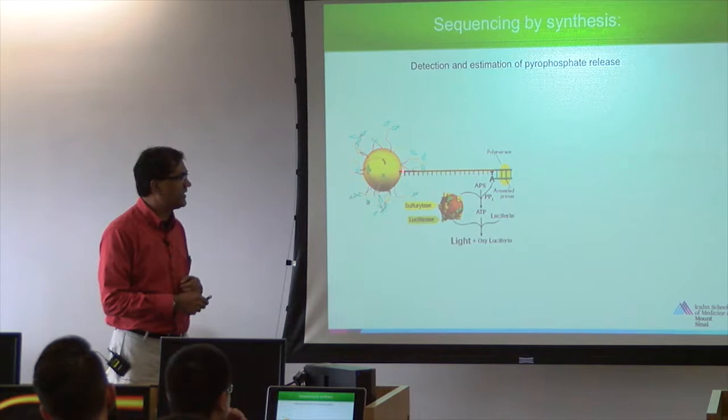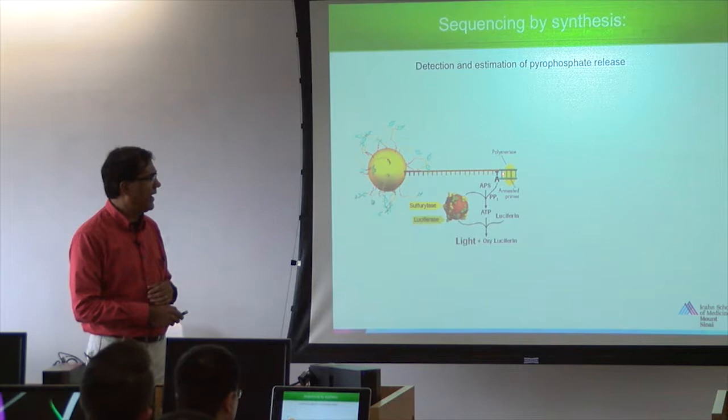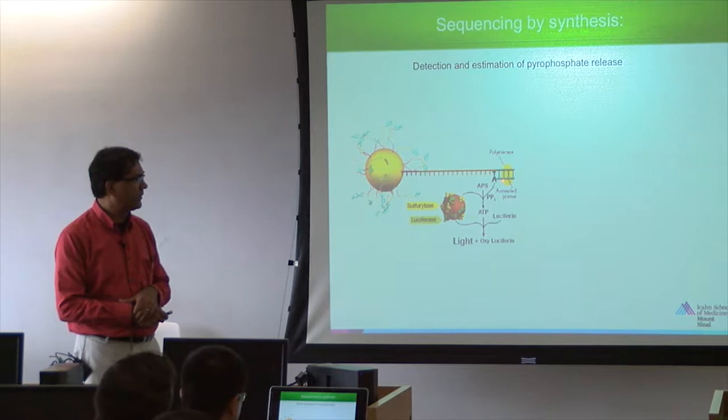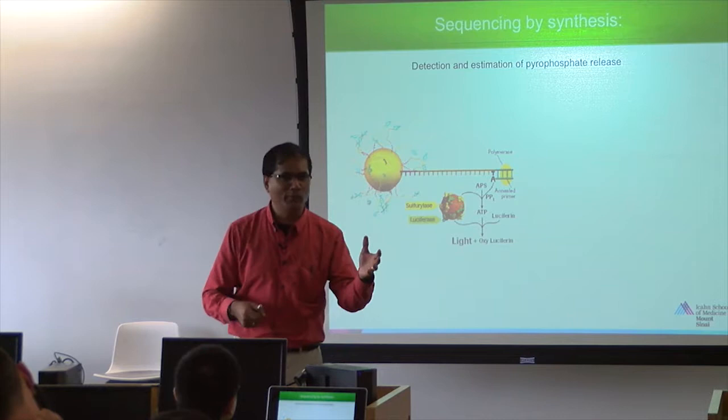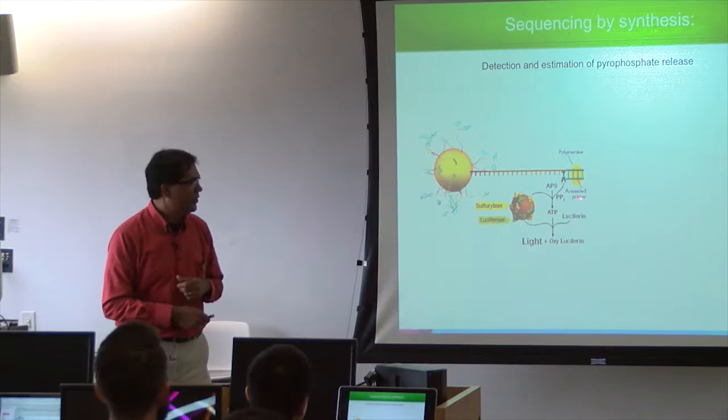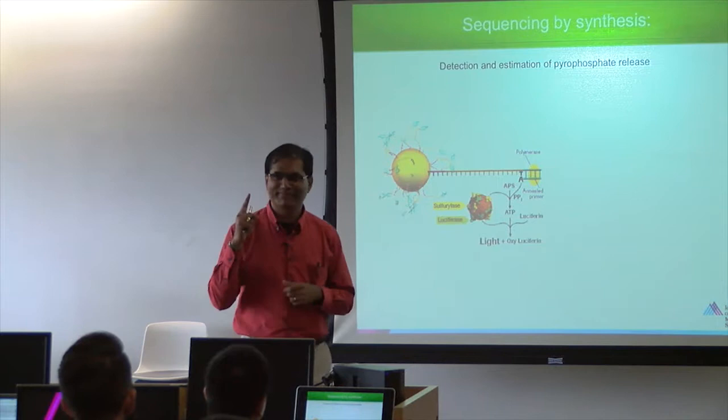When you stick it to the bead, now you can add a primer here, and the polymerase. Now the idea is, if you add all dNTPs, within a second everything gets double-stranded. There is no time to detect which one went first, which went later, right? That means you have to develop again a concept like microarray, one base at a time, not more than one base. That means what? How can we do that?